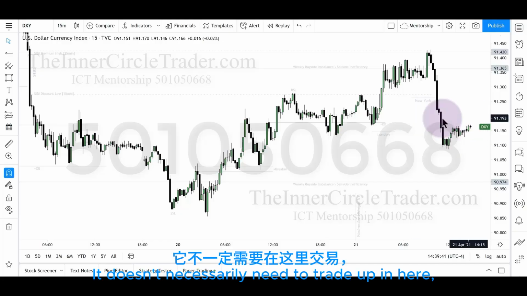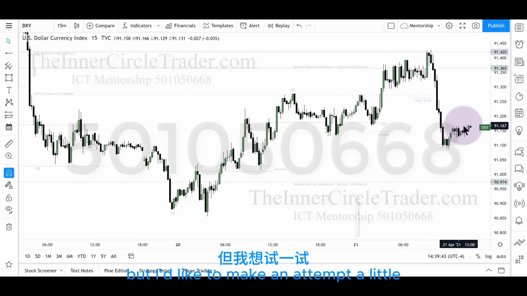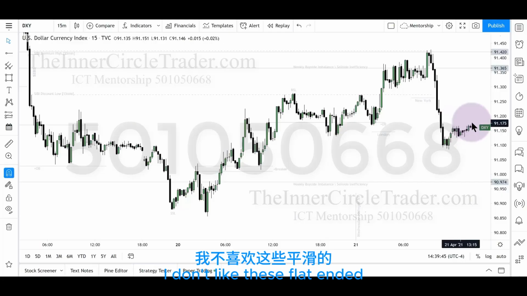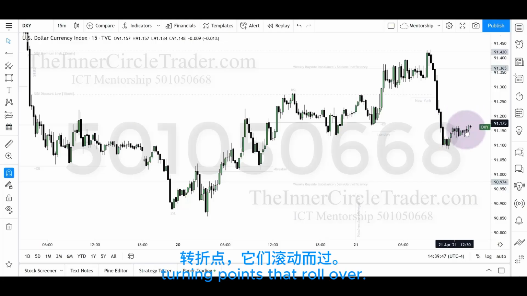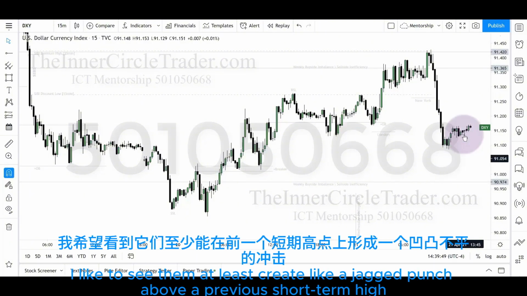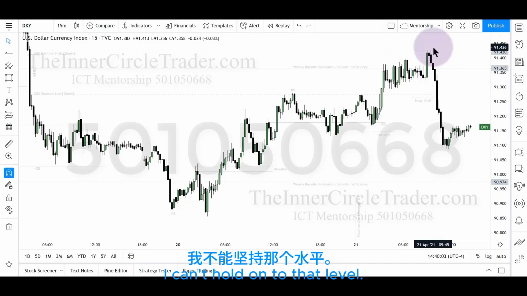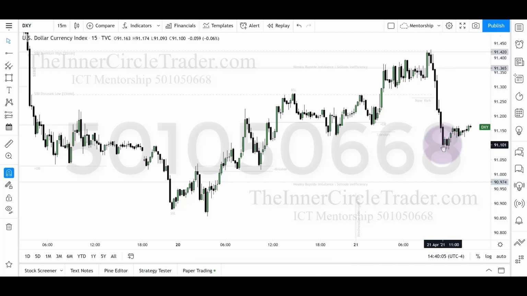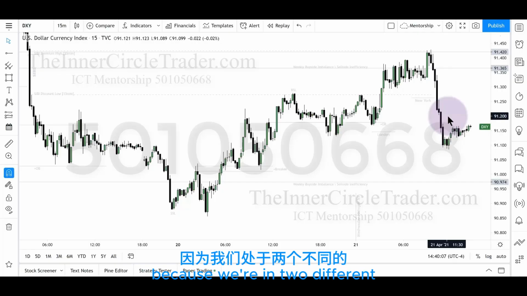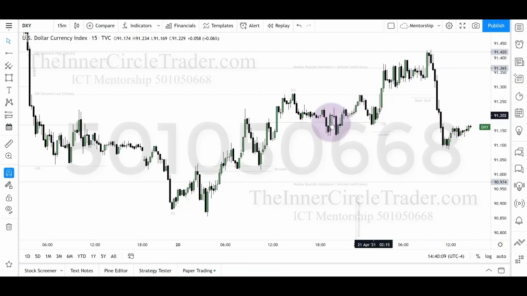It doesn't necessarily need to trade up in here, but I'd like to make an attempt a little bit more than this. I don't like these flat-ended turning points that roll over. I don't like them at all. I like to see them at least create like a jagged punch above a previous short-term high and then reject something like that. Something to this effect here, where it goes up and says, nah, I can't handle that. I can't hold on to that level, and this keeps going lower. That's kind of like what I'm looking for in here, because we're in two different potential bearish breakers.